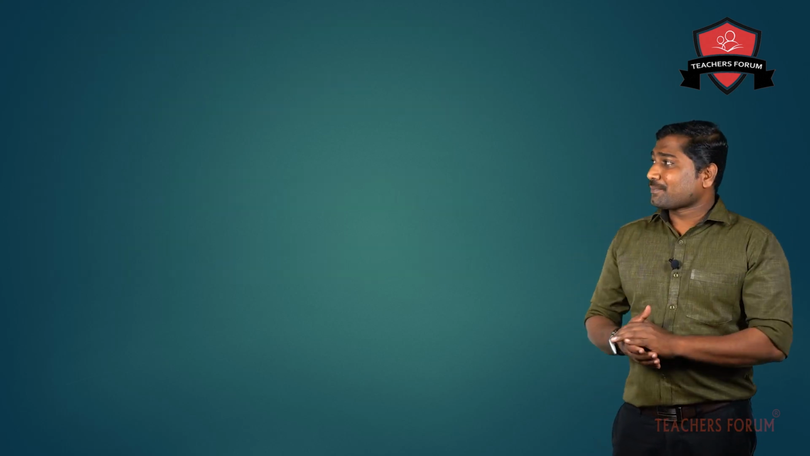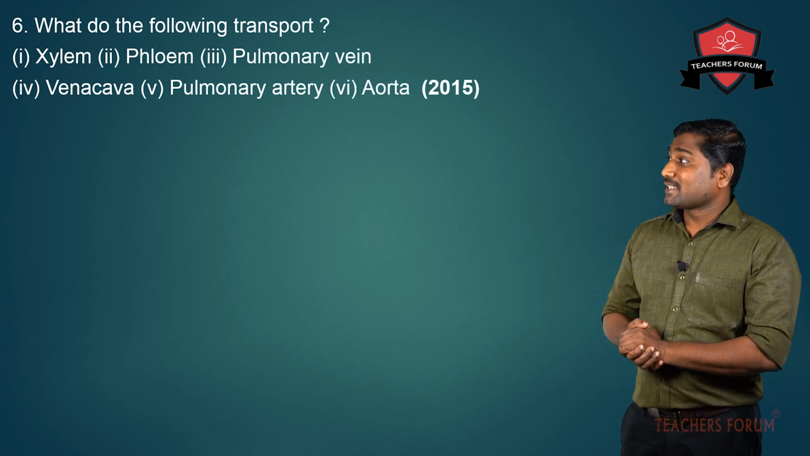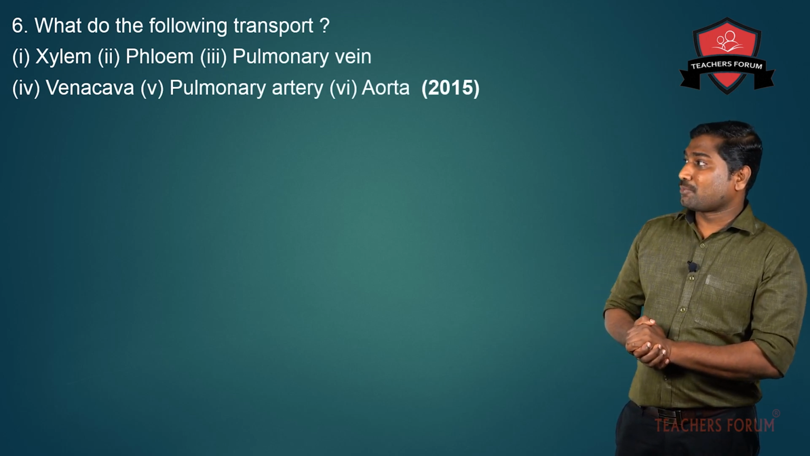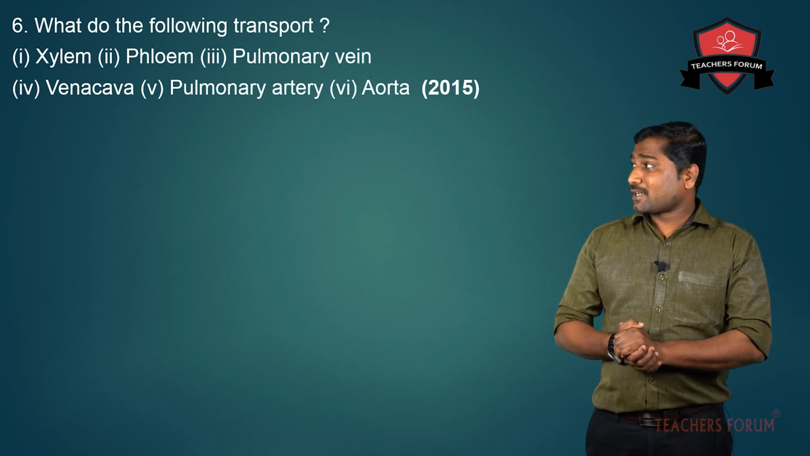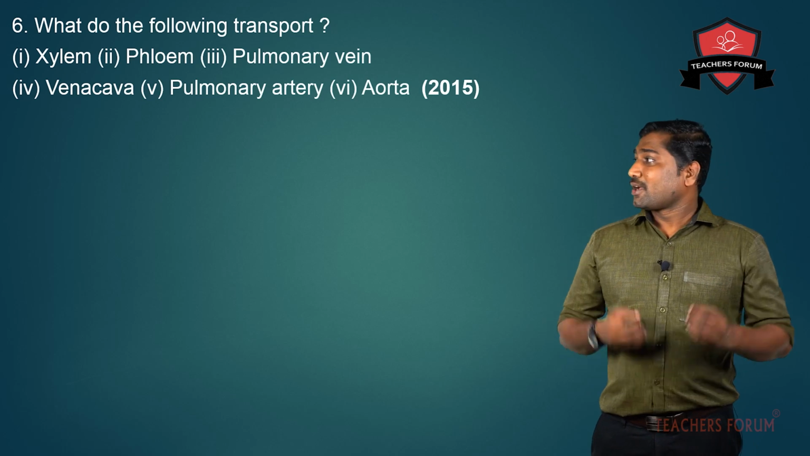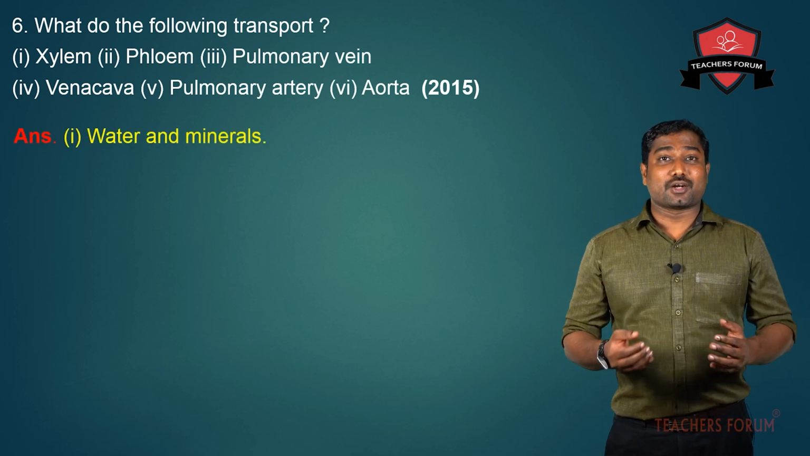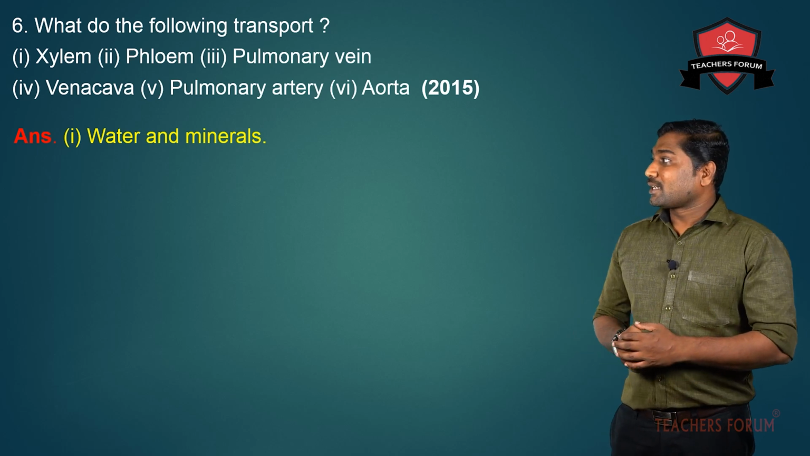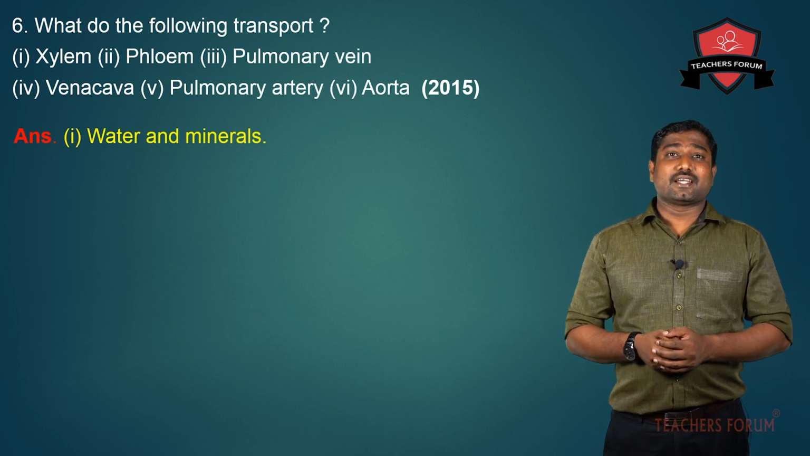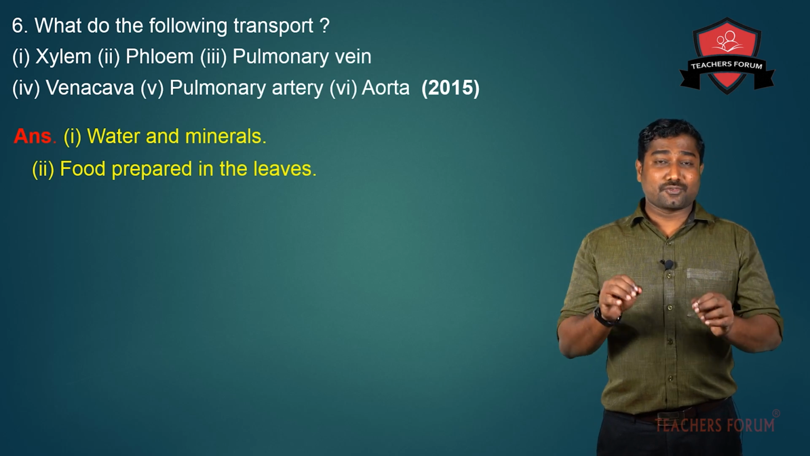Moving to the next question, what do the following transport? First one xylem, second is the phloem, third is the pulmonary vein, fourth is the venacava, and we have the pulmonary artery and the aorta. We know xylem carries sap, a mixture of water and solutes. Phloem carries the prepared food materials in dissolved form to different parts of the plant body.